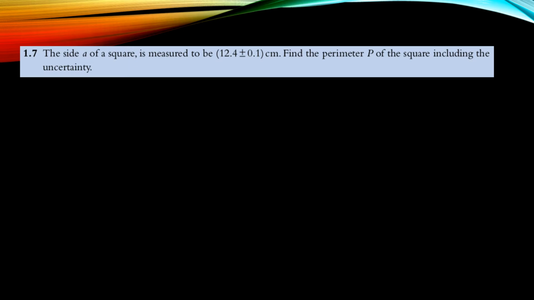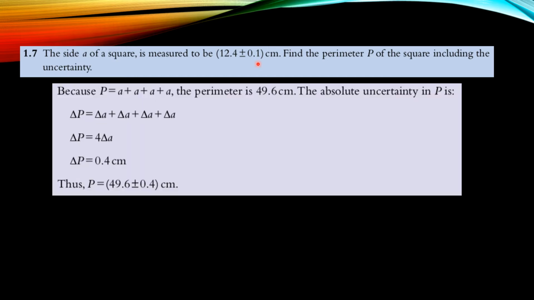Let's take an example. The side A of a square is measured to be 12.4 plus or minus 0.1 centimeters, and we're asked to find the perimeter of the square. Well, the perimeter of the square is going to be 4 lots of that side added together. So, if the absolute uncertainty in the length of one side is 0.1 centimeters, and we add this together to itself 4 times, then we're expecting the absolute uncertainty in P to be 0.4 centimeters, which it is.